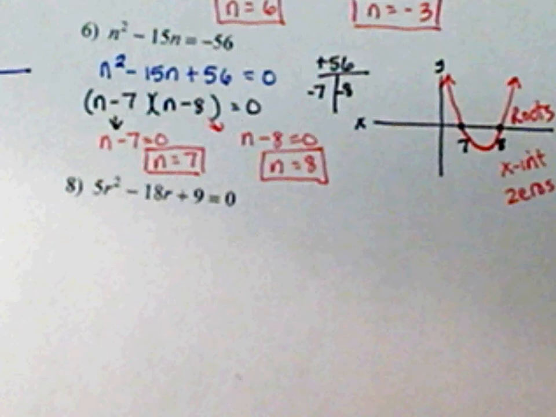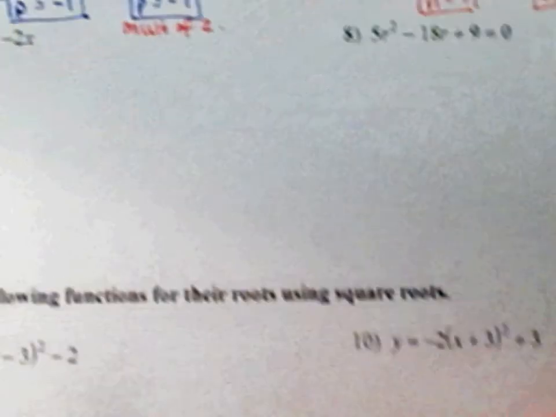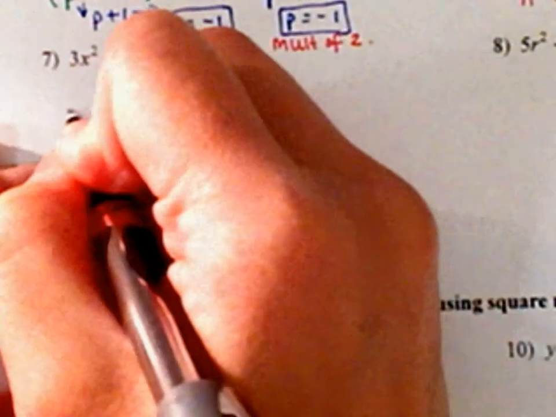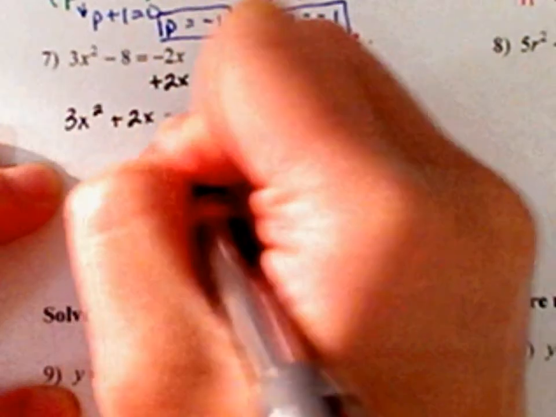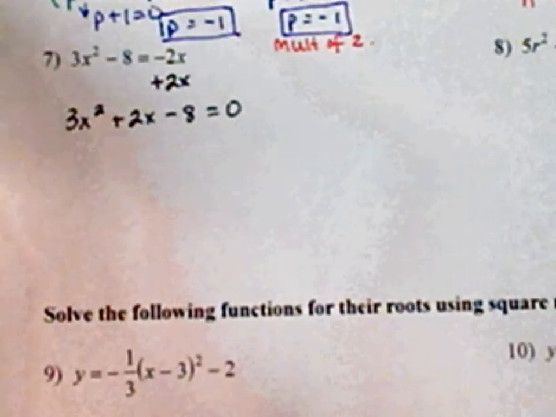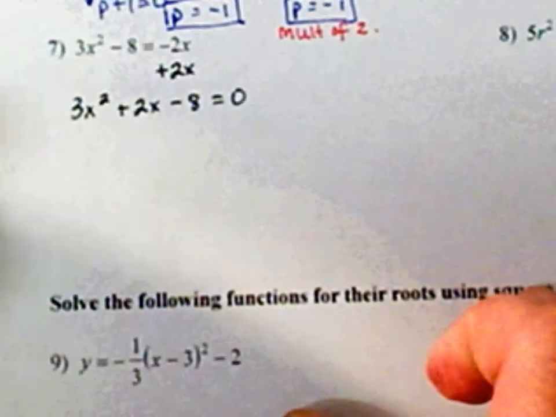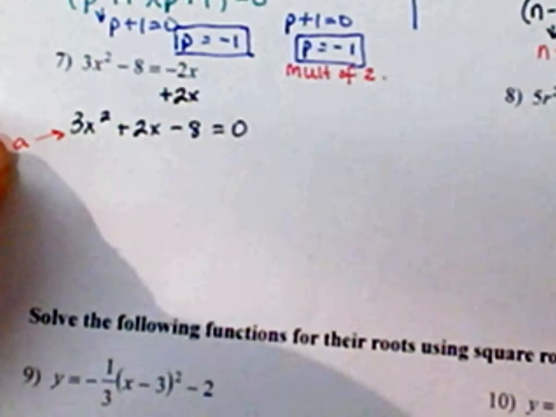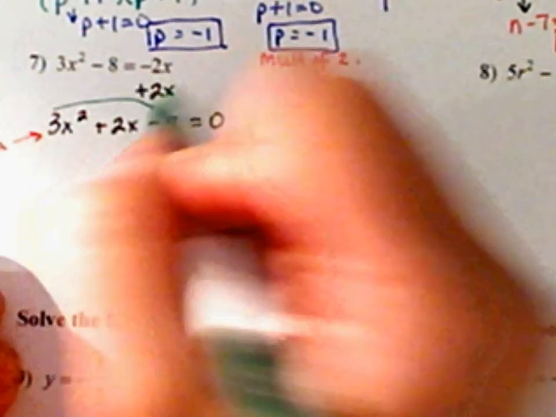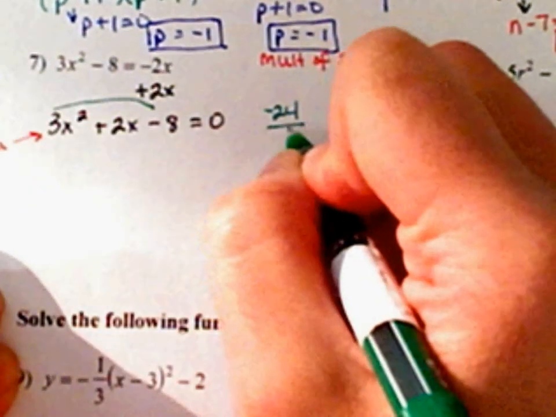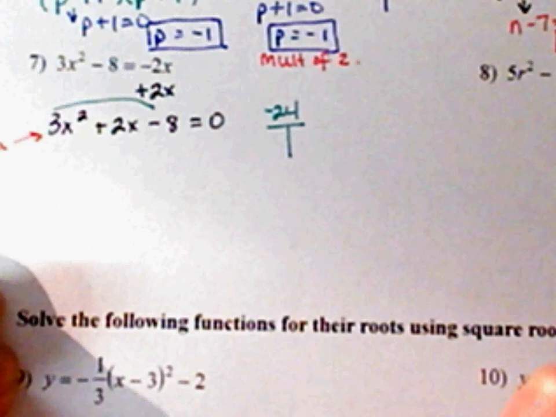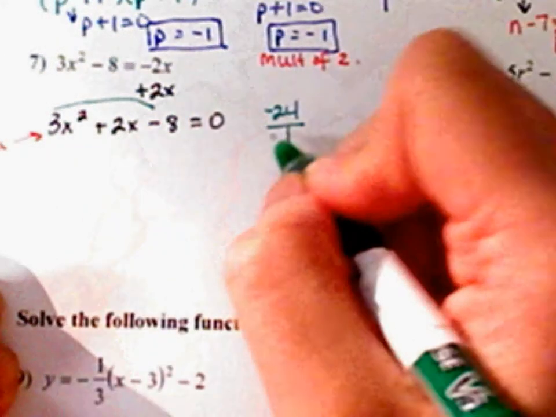Okay. Number 7. Let's go ahead and rewrite this in the correct order. Plus 2x. So I'm going to write 3x squared plus 2x minus 8 equal to 0. Okay. All right. Now, this a is not a 1. That a is going to come into play in just a little bit, okay? So before we start, let's take a look. 3 times negative 8 is negative 24. We are going to use the bottoms up method. What two numbers do you know multiply to give you negative 24, and subtract to give you positive 2? That'll be positive 6 and negative 4.